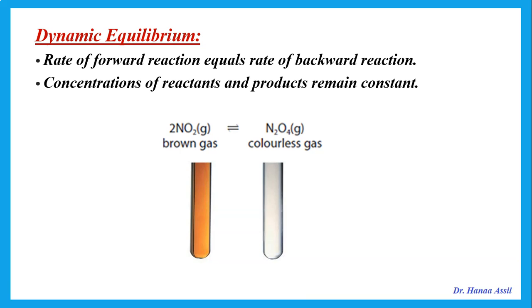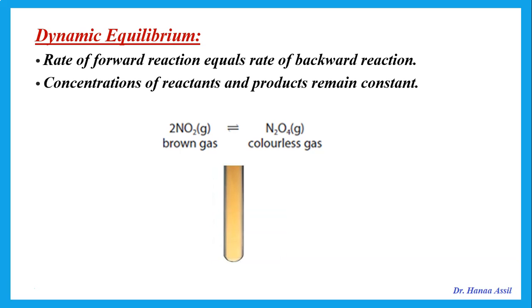Until we reach equilibrium. Now, what is equilibrium? Equilibrium means the rate of forward reaction equals the rate of backward reaction. So the concentrations of reactants and products remain constant. So this reaction keeps going from brown to colorless, colorless to brown, until at some point it becomes one state in which it is somewhere in between the brown and the colorless.